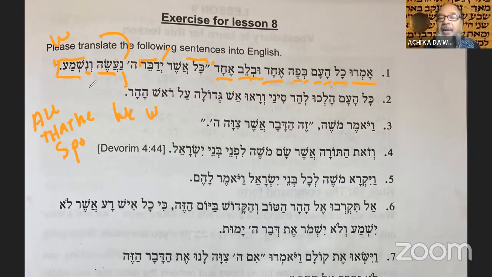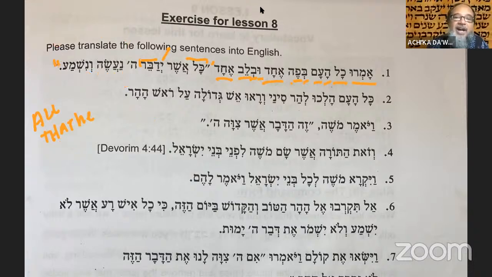Amaru kol ha'am, be-fi echad u-le-lev echad, kol asher diber Yahweh, na'aseh ve-nishma. You see? So you go through and you chop it down. So when you get this lesson, I want you to take a separate piece of paper and go back in your lessons and find the roots and then find out what the word is. And before you put your pieces together, you'd be like, oh, I know what that is. Okay.